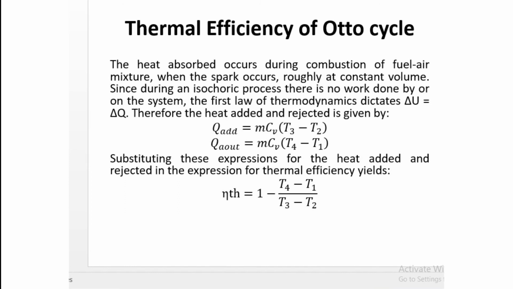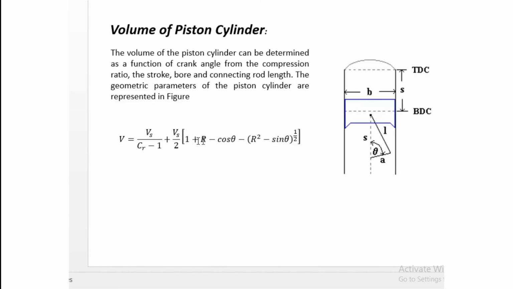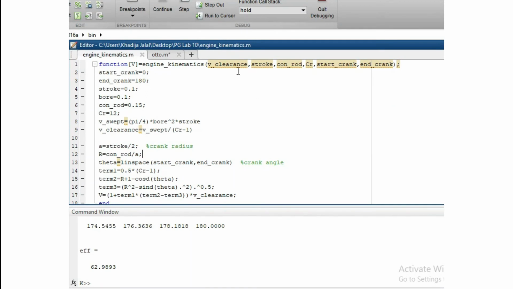Here you can see that we have found the relationship for the volume. This is a function of all these values. So I have defined it as a function of clearance volume, stroke, connecting rod length, compression ratio, start and end crank. We know that the start crank value is 0 and the end crank value is 180 degrees. So I have written all these values which are known, and V swept volume and V clearance volume were already given in the previous slides.